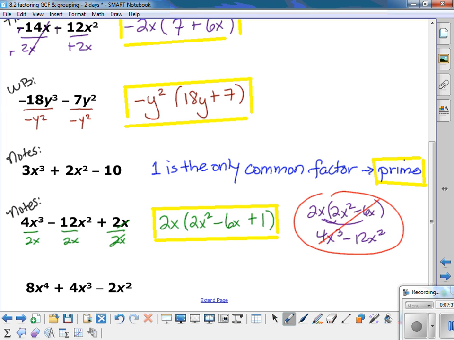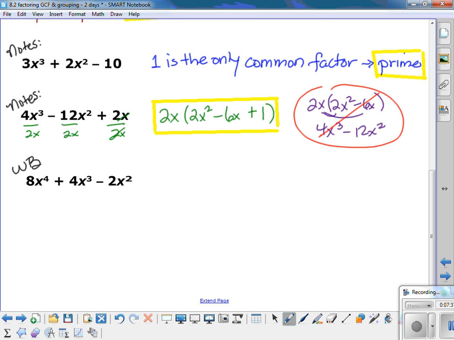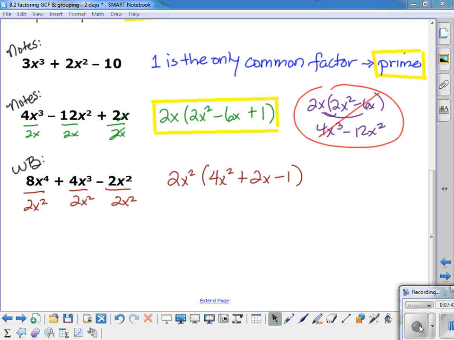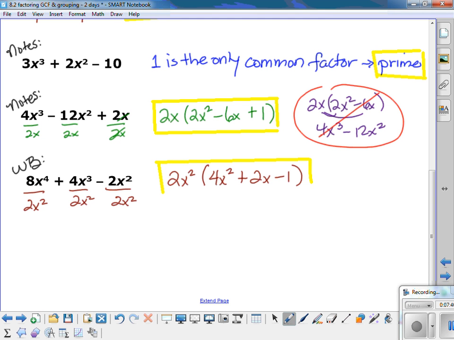Alrighty, and so we've got one more here for you to do on your whiteboards. Okay, and so the answer is 2x squared times the quantity 4x squared plus 2x minus 1. And that's all for now.